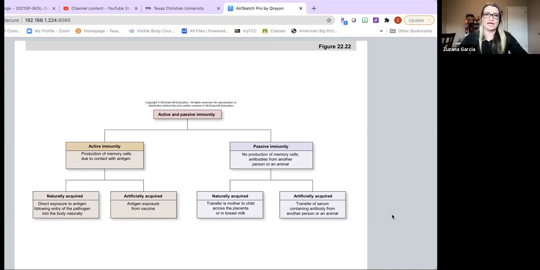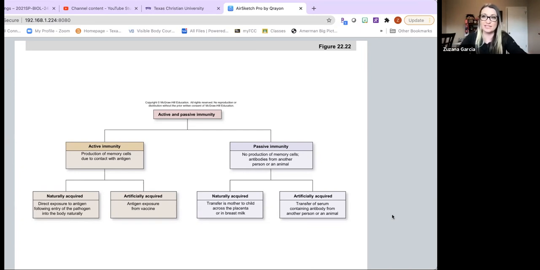In the active immunity case, your body is the one that produces the antibodies. So your body produces plasma cells, and those plasma cells are actively making antibodies against that pathogen. You can acquire active immunity naturally or artificially, okay? Naturally acquired active immunity is when you get sick. You get sick from something, okay?